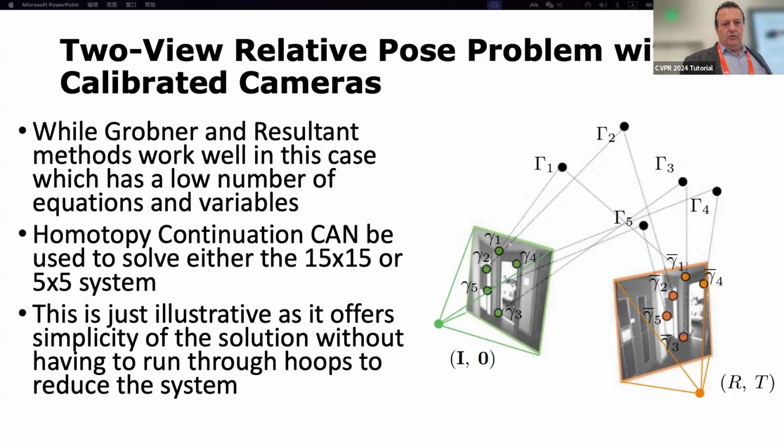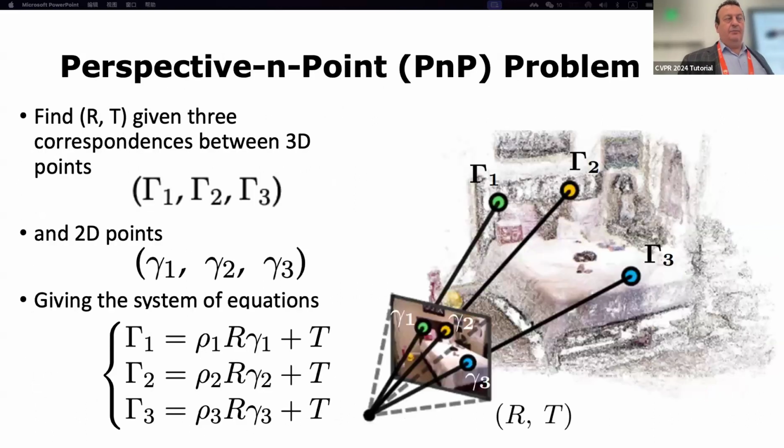Okay, so that's one example. Another classic example is absolute pose estimation. How many points you need? You need 3 points. 3 points in space, 3 points in your image. You can move it around until the 3 points match. So these are the points in 3D space. These are points in the image. I need them to match. These are the equations. R and T is the absolute pose.